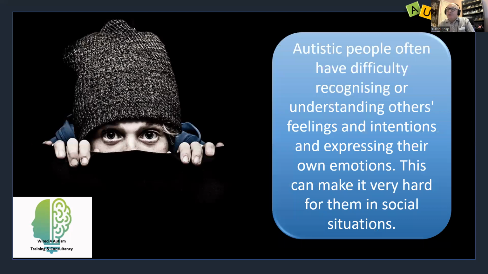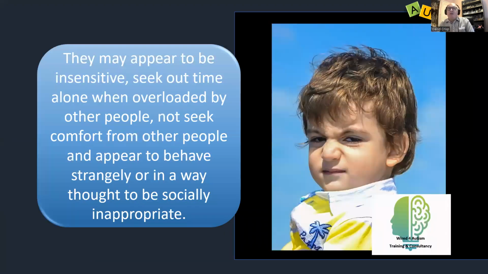Autistic people often have difficulty recognizing or understanding others' feelings and intentions and expressing their own emotions. This can make it very hard for them in social situations. They may appear to be insensitive, seek out time alone, that personal space, that personal time when overloaded by other people, not seek comfort from other people, and appear to behave strangely or in a way thought to be socially inappropriate. For example, my daughter, when she was young, she hated being hugged. She hated human contact, and would turn away. So the only time she would come to us for comfort was generally when she wasn't very well or she'd hurt herself. The rest of the time, it's kind of like, no, you keep your space there. I don't want to be touched.